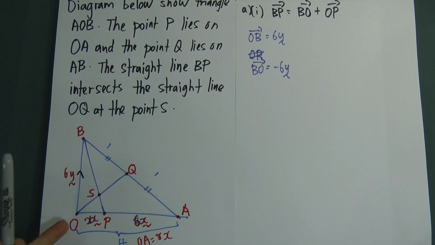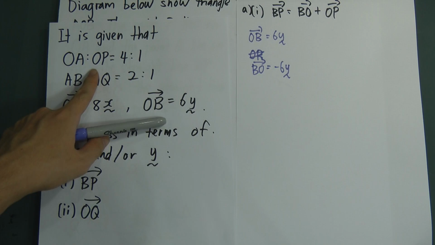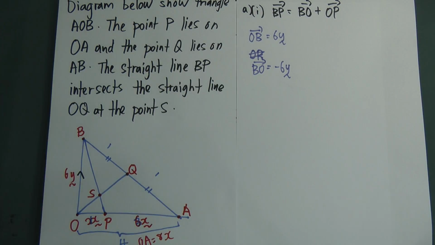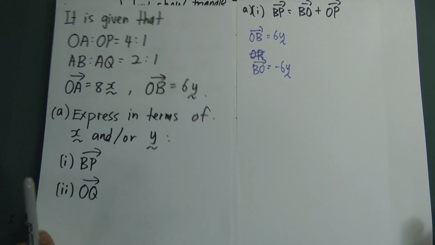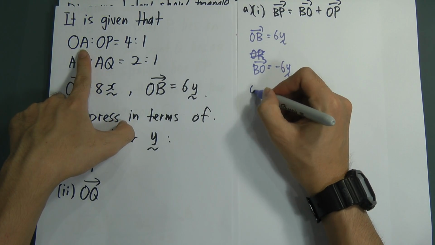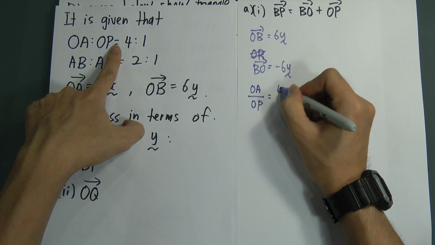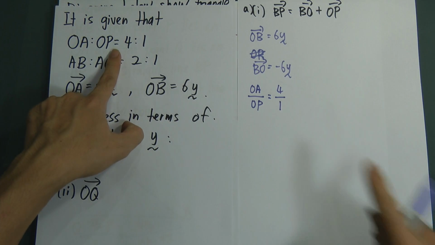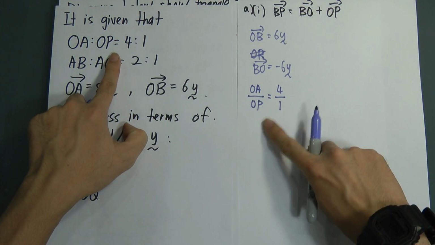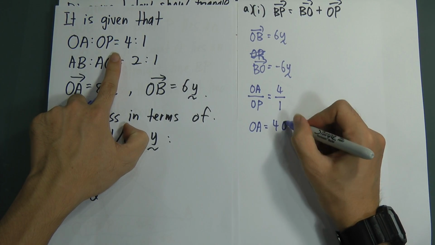Okay, and then OP, we know OP equals 2x because of the ratio thing. If you cannot see why this one is 2x, there is actually a method that can help you over here. So I have this ratio, OA ratio OP will equal 4 ratio 1. So if you write like this, then you cross multiply, you can know OA actually equals 4 OP.